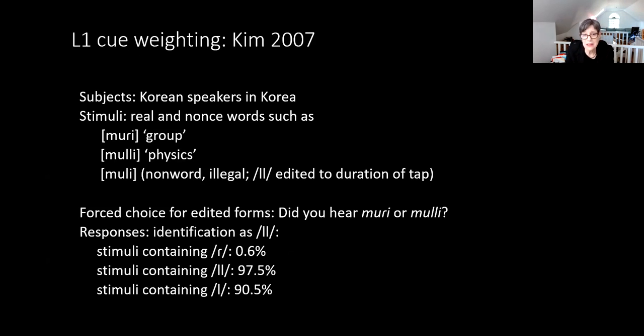And the initial evidence for that comes from a study by Kim, where Korean speakers in Korea were given real words like muri and muli, and nonce words created by editing down the geminate L to the duration of the tap. And they were given a forced choice. You hear this muli, which is phonologically ambiguous, and they were asked, which word is this? And you can see that for the real words, they correctly identified this as, okay, this is the tap word, this is the geminate L word. For the edited forms, the single L forms, there was a very strong preference for hearing that as the geminate, or identifying it as the geminate L word.